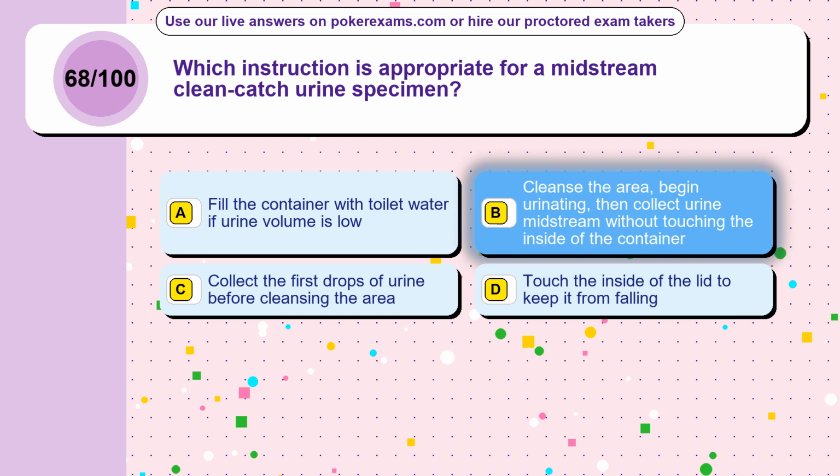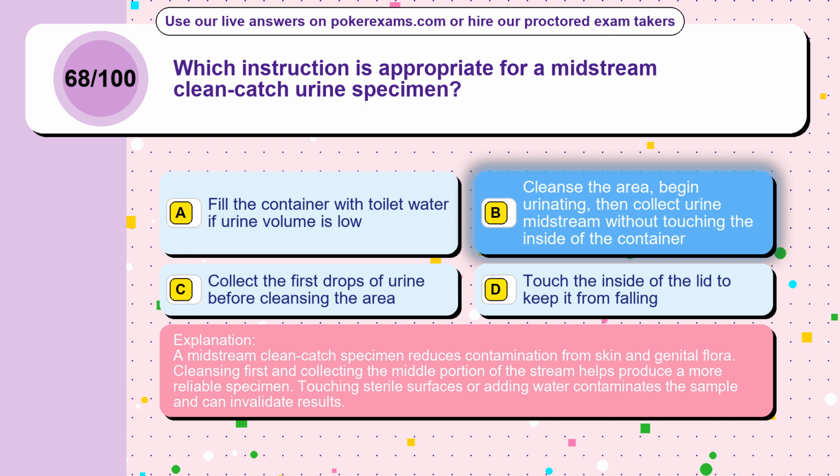The correct answer is option B. Cleanse the area, begin urinating, then collect urine midstream without touching the inside of the container. A midstream clean catch specimen reduces contamination from skin and genital flora. Cleansing first and collecting the middle portion of the stream helps produce a more reliable specimen. Touching sterile surfaces or adding water contaminates the sample and can invalidate results.